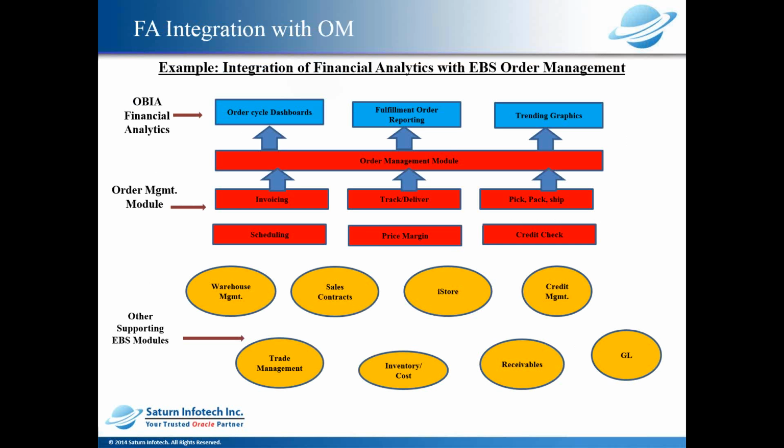The example I give here is financial analytics integration with the order management module. If we look at this slide from the bottom, these are the various EBS modules that feed into order management: warehouse management, sales contract, iStore, credit management, GL, receivables, inventory cost, and trade management. Within the order management module, the various subcomponents are invoicing, track and deliver, pick, pack, and ship, credit management, pricing, margin, and scheduling. And at the top, this is your OBIA Financial Analytics sitting on top that allows you to do order cycle dashboards, fulfillment order reporting, as well as trending graphics.